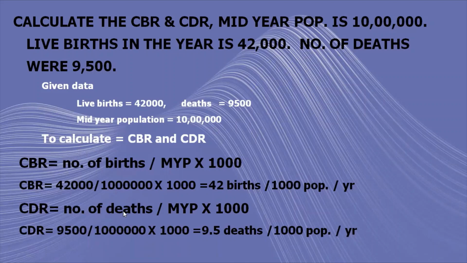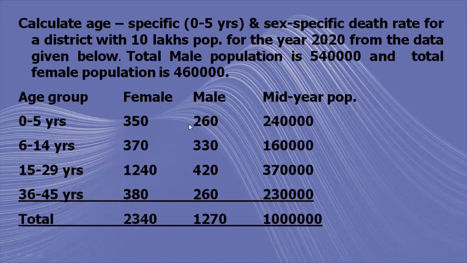Crude death rate is number of deaths divided by mid-year population into 1,000. So 9,500 deaths are there. Population is again 10 lakhs into 1,000. So crude death rate is 9.5 deaths per 1,000 population per year. Don't forget to write this unit. It carries half mark.